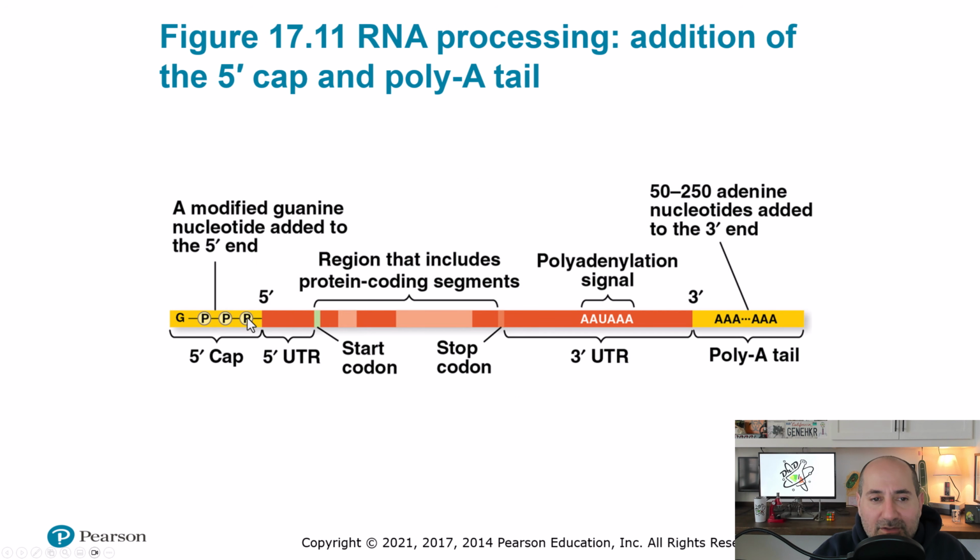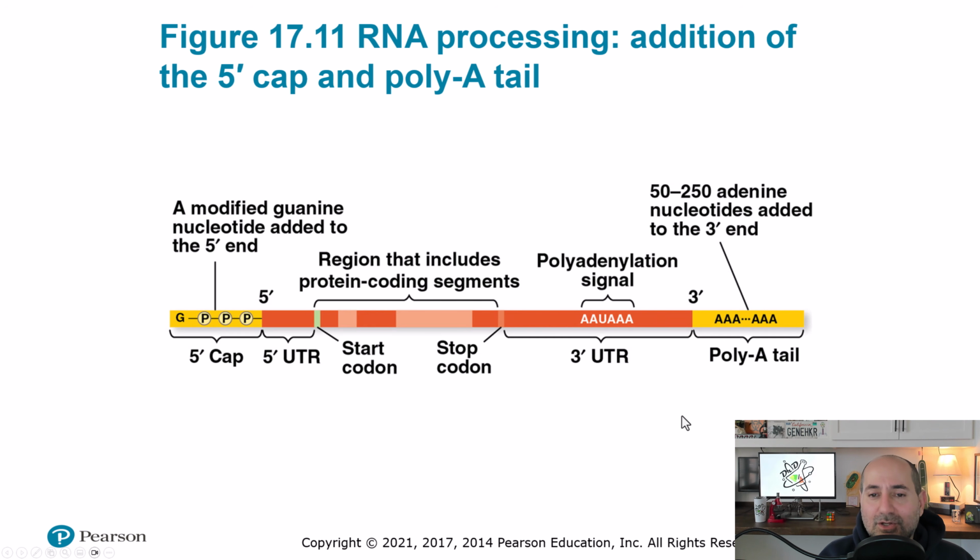Again, just to summarize, here's a different image of the same thing. You have a 5' cap where a methyl-guanine is added 5' to 5' to the 5' end of the mRNA. And you have a poly-A tail where you have 50 to 250 adenine nucleotides added to the 3' end of the mRNA post-transcriptionally shortly after the polyadenylation signal on the mRNA.